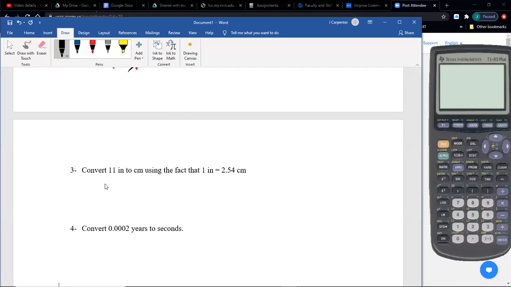All right, so 11 inches, and we multiply by our fraction. Out with the old, so inches go on the bottom because they were in the top. In with the new, centimeters, and put the numbers. 1 inch is 2.54 centimeters. Cancel. 11 times 2.54.